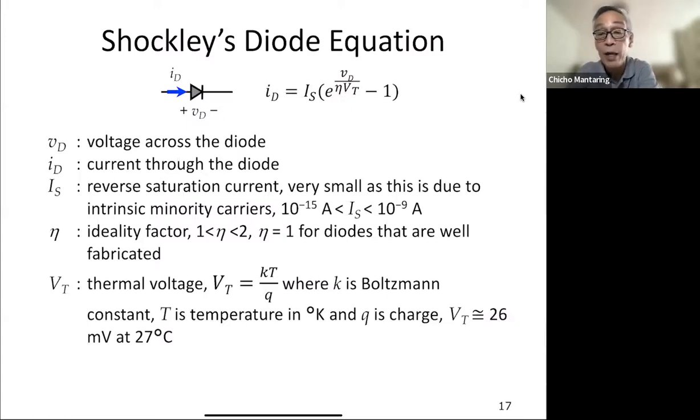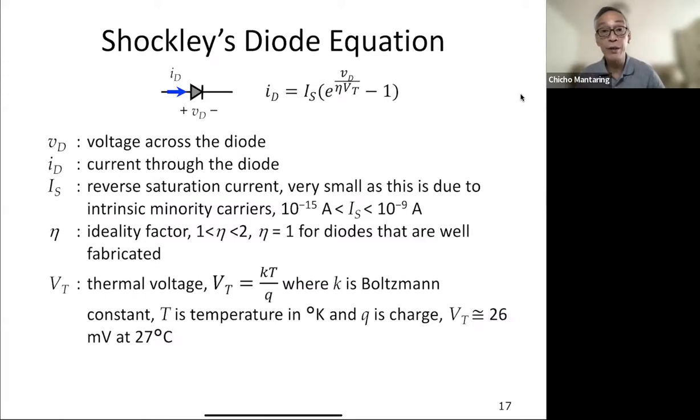And then you have an ideality factor, which is eta. This is a number between 1 and 2. This is to take into consideration the imperfections in the semiconductor fabrication process. For diodes that are well fabricated, we use eta equal to 1. And then V sub T is your thermal voltage. V sub T is kT over Q. K is Boltzmann's constant, T is temperature in degrees Kelvin, Q is charge. And we approximate V sub T to be 26 millivolts at 27 degrees centigrade.